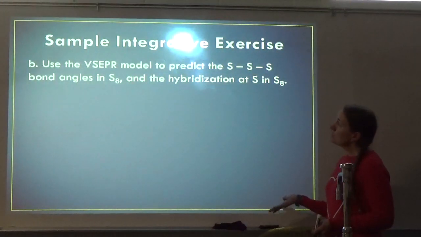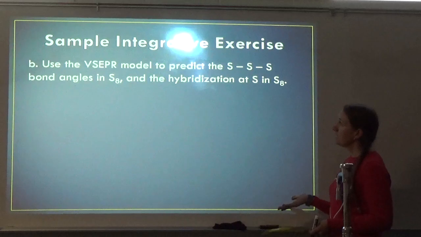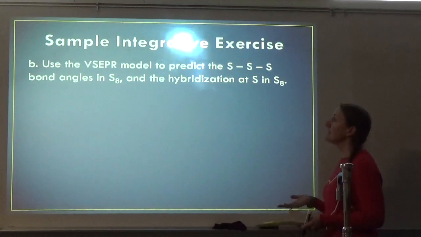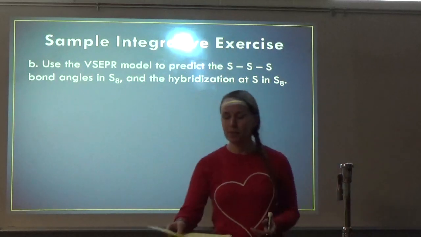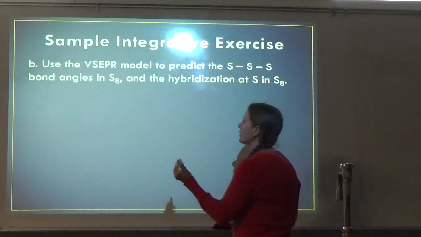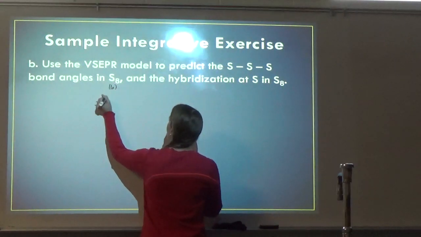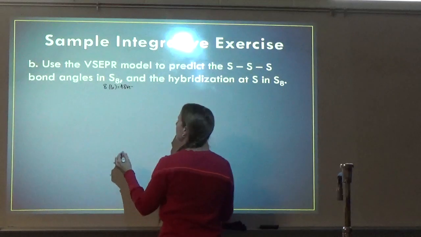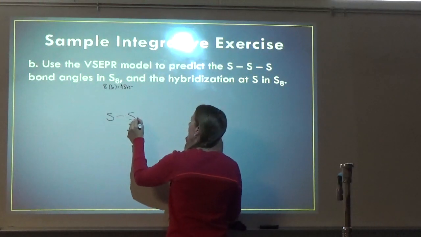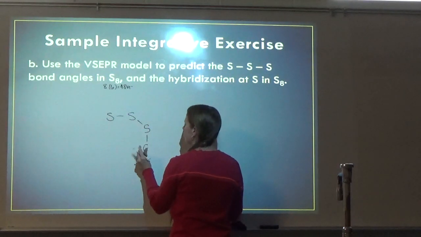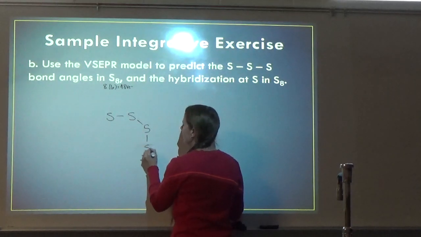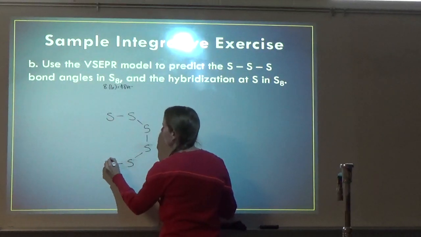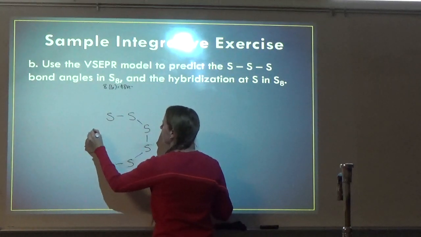All right, then it says use the VSEPR model to predict the SSS bond angles in S8 and the hybridization at S in S8. So we need the bond angle and hybridization. So let's draw this thing. All right, so S has 6 valence electrons, and there are 8 of them, so that's 48 valence electrons we have to work with. So they told us it is an 8-membered ring. So we just kind of, whoops, for some reason I keep trying to write C's. It's because in organic, you do a lot of C rings.